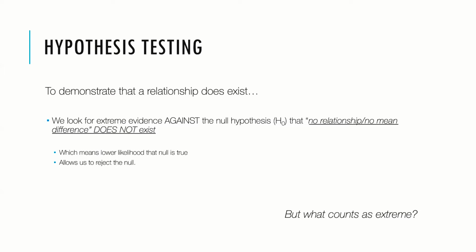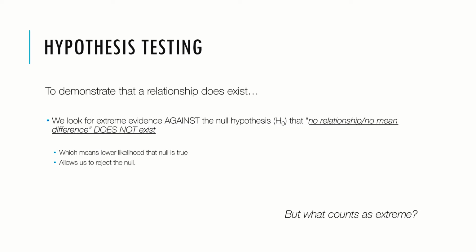As we get further and further away, it provides more and more evidence against that null. It means that there's a lower likelihood that the null is going to be true, and it allows us to disprove or reject the null. That's what we want to do. If we want to provide support for our research hypothesis, we want to reject the null, right? We want to say that this idea that nothing exists or no relationship exists or that there's no mean difference doesn't fit for our case. We found enough evidence against that.